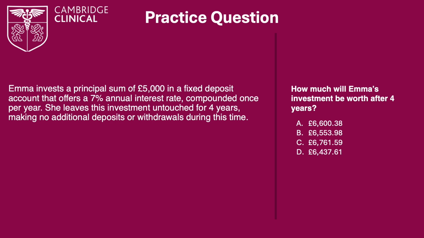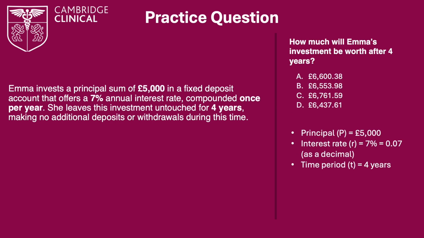Pause the video here to attempt this question, and when you're ready, press play to resume. Emma invests a principal sum of £5,000. The interest rate here is 7%, and the time period is 4 years. Thus, using the compound interest equation, we can see that Emma's investment will be worth £6,553.98p by the end of the 4 year investment period.